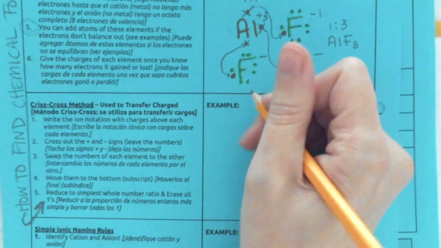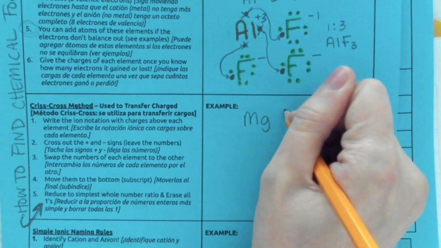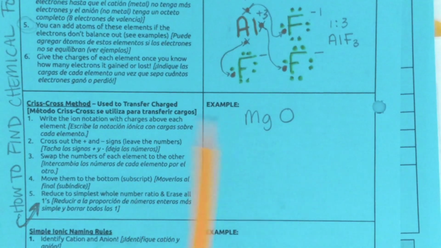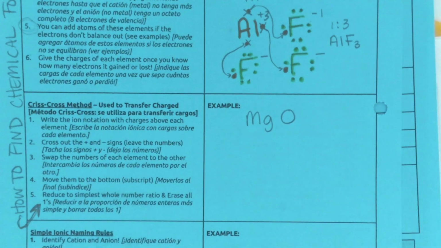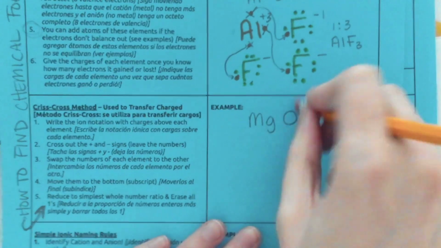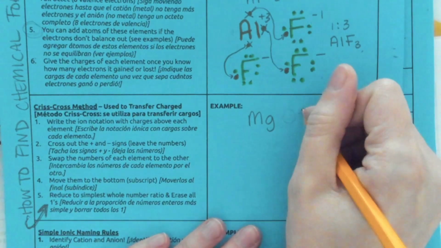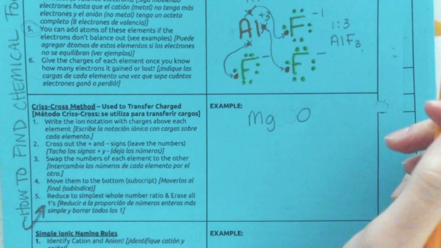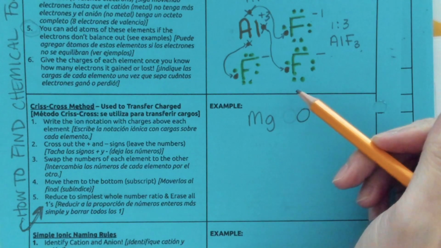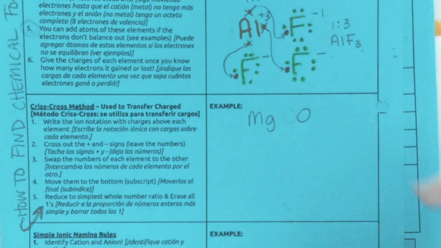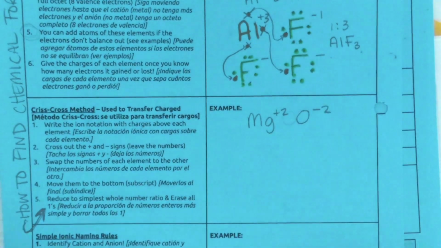And so again, we're going to use magnesium and oxygen as our examples. Magnesium and oxygen. So we see step 1 here says write the ion notation with the charges above each element. And actually, let's space these out a little bit more because I just want to give us more room. Now remember, our ion notation, or our ion symbol, is our chemical formula plus the charge of the ion. We're in luck because we already figured out the charge. Magnesium is a +2 and oxygen is a -2.